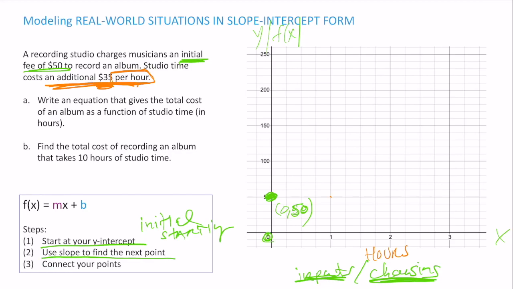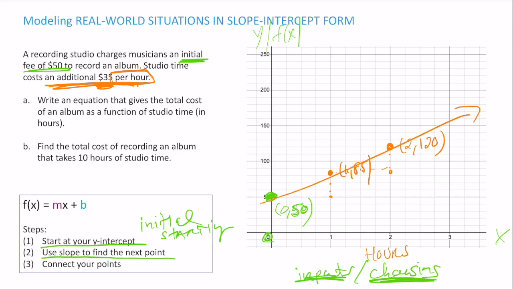Okay, so let's think about it. Let's say we take 1 hour. Well, I have to spend another $35. So I already spent 50, so I go 10, 20, 30, and 5. That's $85, right? So after 1 hour, I'm spending $85. Let's say we actually need another hour. It's 2 hours to record. So we're going to go over to 2. Okay, so we're at 2 hours, right? And I go up 35, up 5, 10, 20, 30. Right there, it's $120. So after 2 hours, we spend $120 total. Okay, so I can connect these, graph my line.